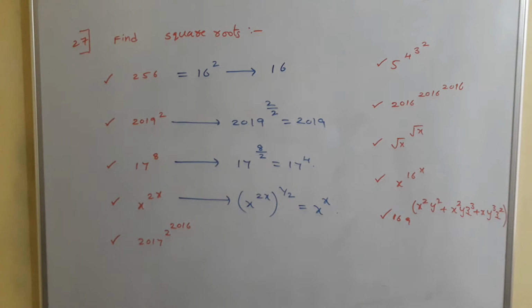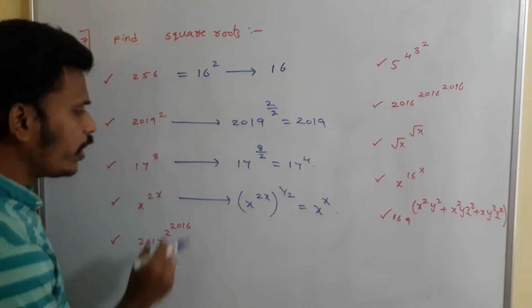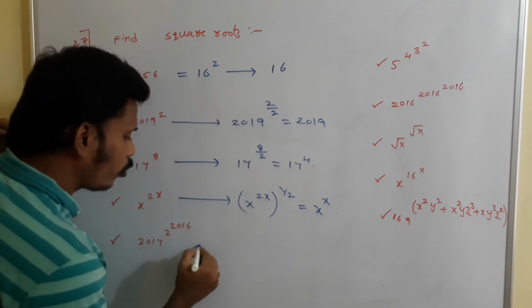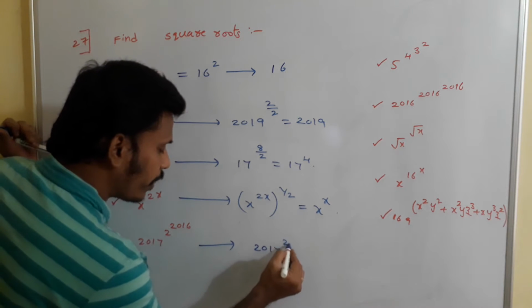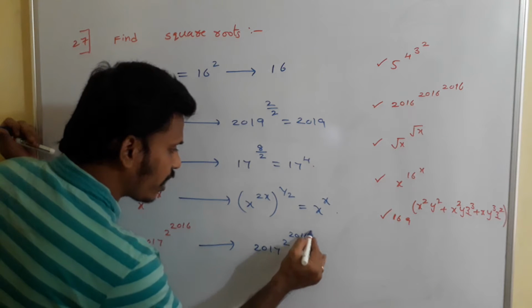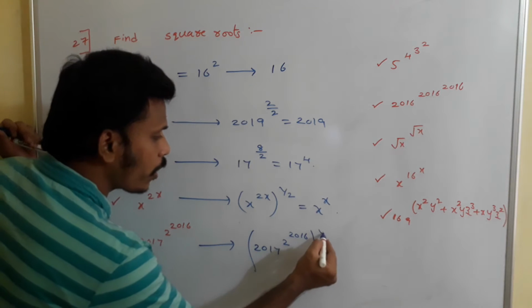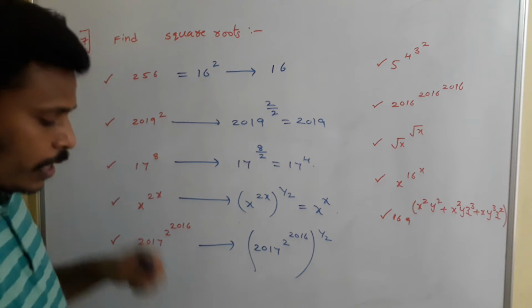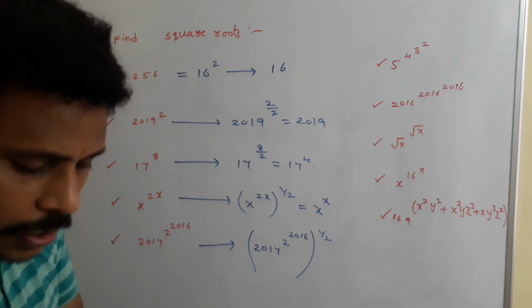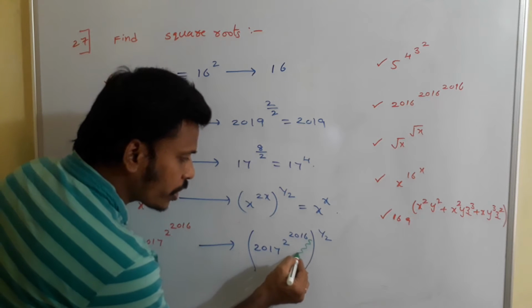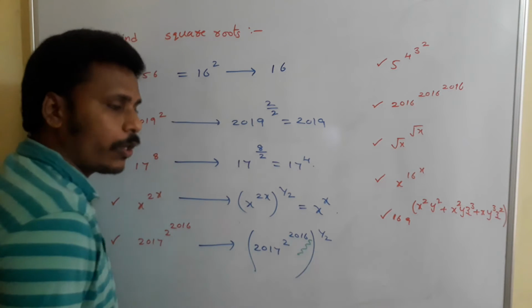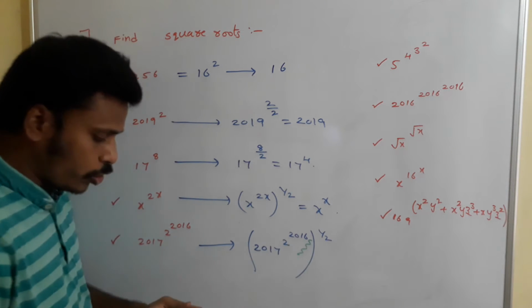Then simply think about this one, 2017 power 2 power 2016. Very simple, we need to apply power 1 by 2 to find the square root. Here 2017 power 2 power 2016 is the given number. To find the square root you just write power 1 by 2 here. And as we learnt in different problems, 2 power 2016 is the power and we have 1 by 2 here. So we need to multiply these two in turn.